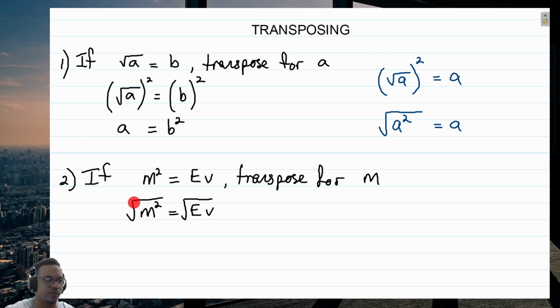So here the square root and the square will cancel out each other and I'll simply get m. And that will be equal to the square root of EV. And that's your answer. You have transposed for m.